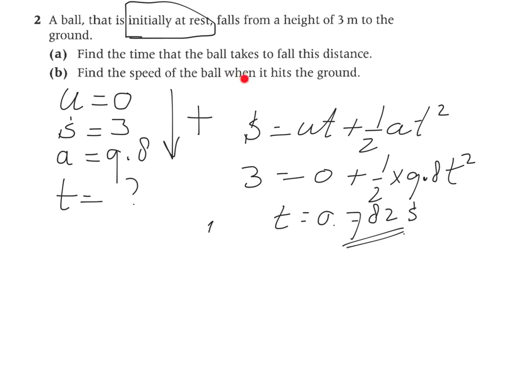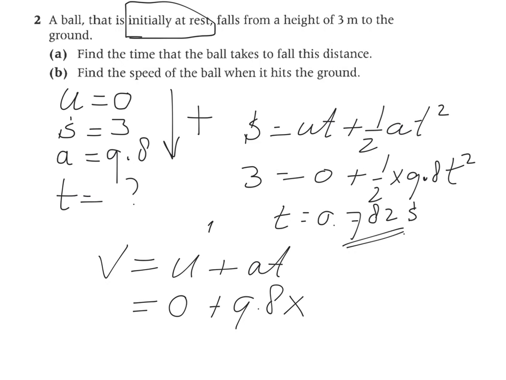Find the speed, question B, of the ball when it hits the ground. Again, based on the information, I pick an equation. There are several ways of doing it. I'm going to say v, the velocity, equals initial velocity plus at. What is the velocity? Well, u is still 0, and a is 9.8. And t, how long?